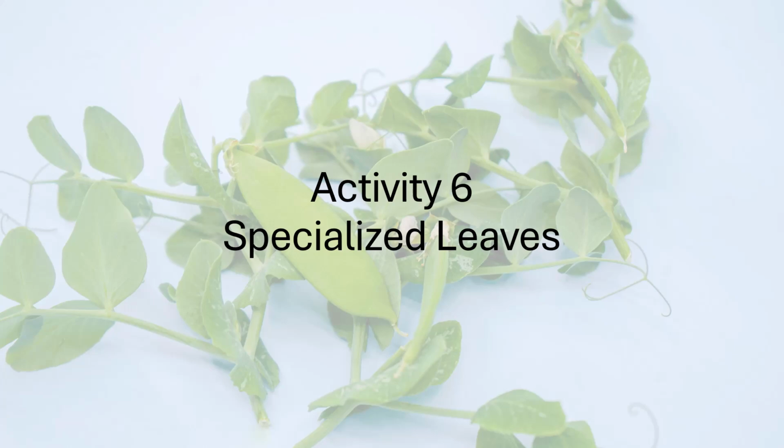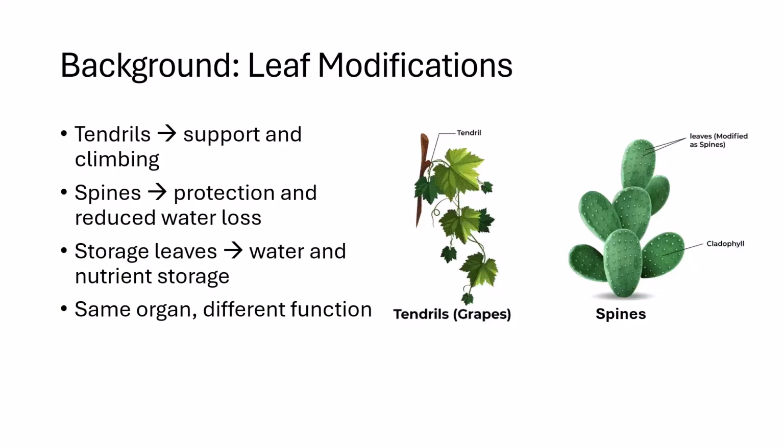In this activity, you will examine leaves that have been modified to perform functions other than or in addition to photosynthesis. While most leaves are adapted primarily for light capture and gas exchange, some plants modify their leaves for support, protection, and storage. These structural changes allow plants to survive in challenging environments or grow in competitive habitats. All of these structures originate from leaves, but their form has been altered to serve different purposes.